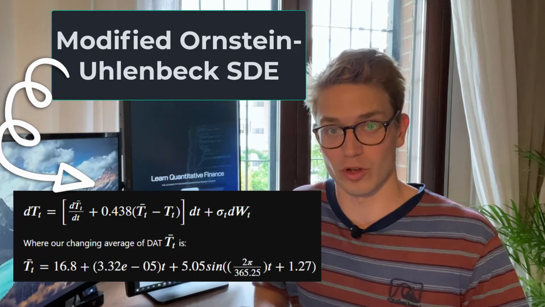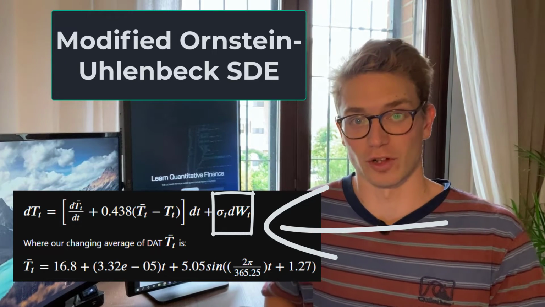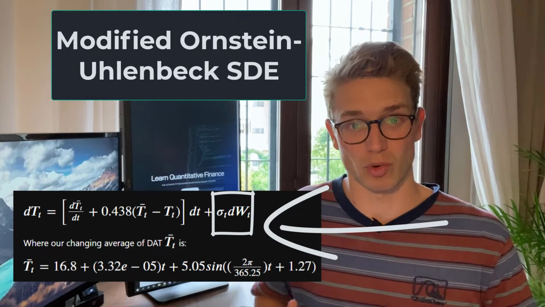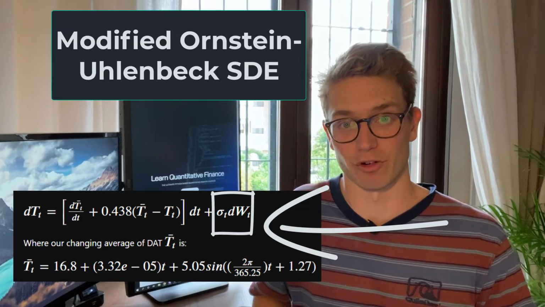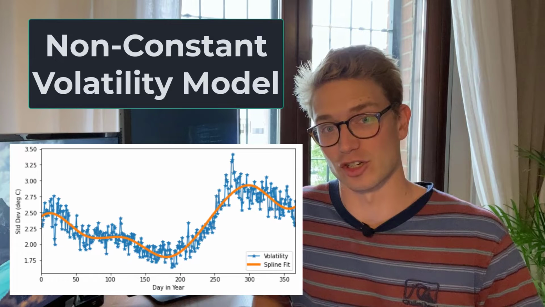Now, what we've also been able to capture is varying volatility. So we have a non-constant volatility where we've been able to describe this volatility using a number of models. And the one that we're going to choose today is the B-spline interpolation.